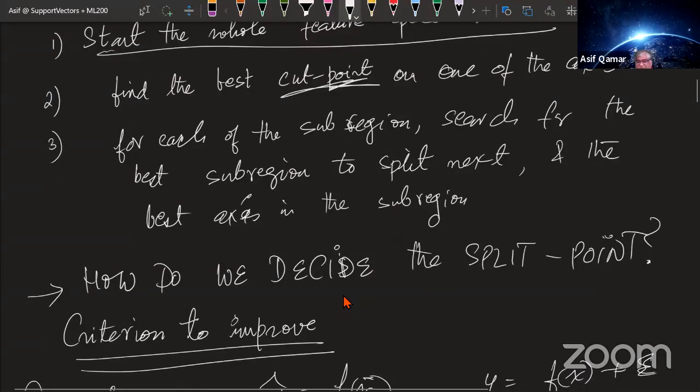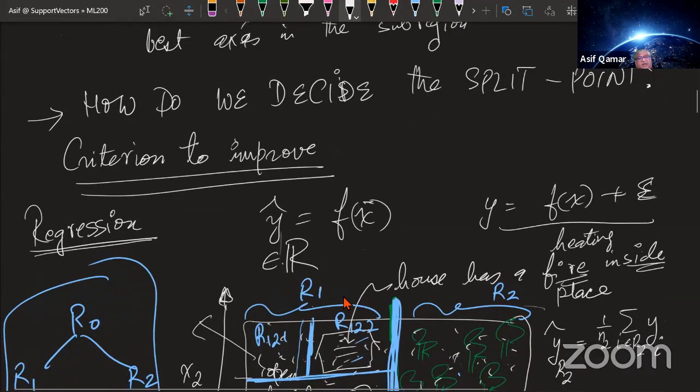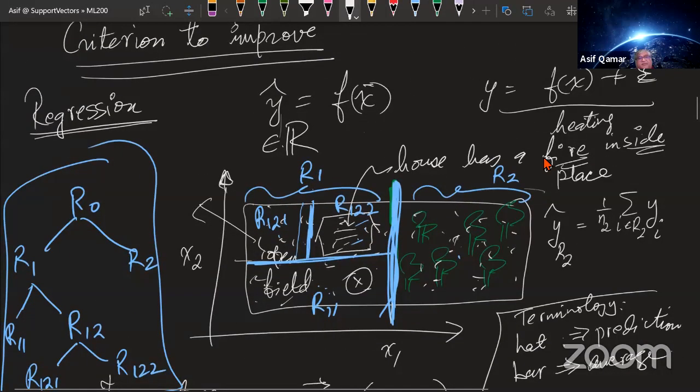But when do you stop? How do you decide that we have had enough? Well, when the number of points in a region is below a threshold, let's say 10 or 100, you decide not to split anymore, right? Now the question is, how do you decide the best split point? What is the criteria? Now, it depends upon whether you're doing regression or classification.